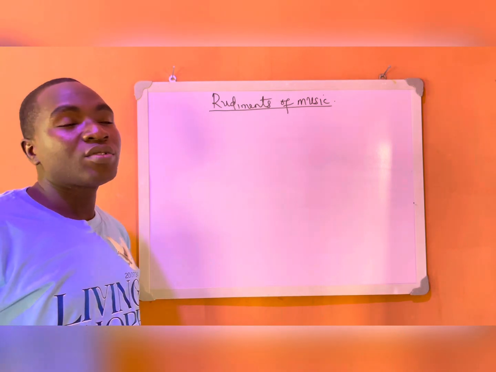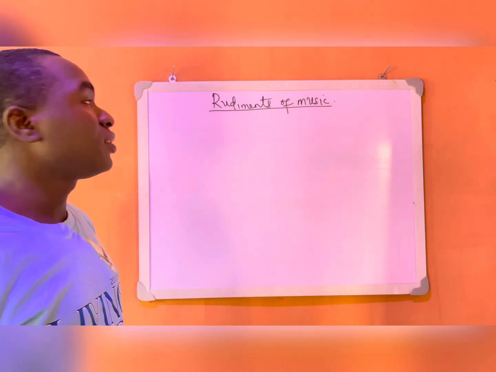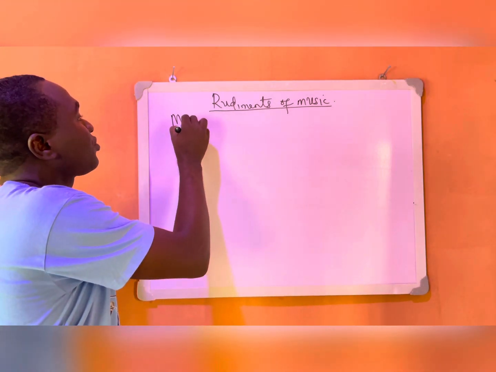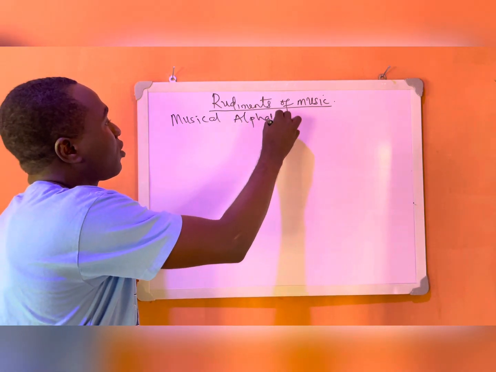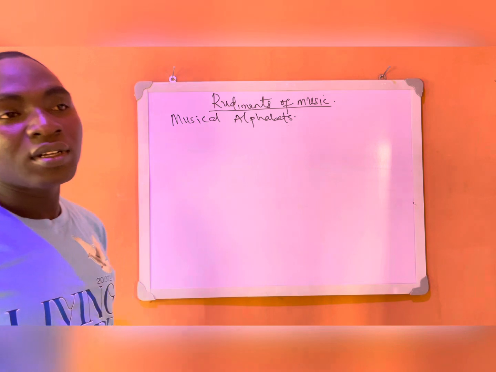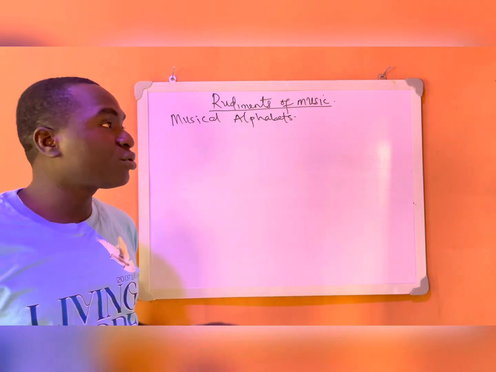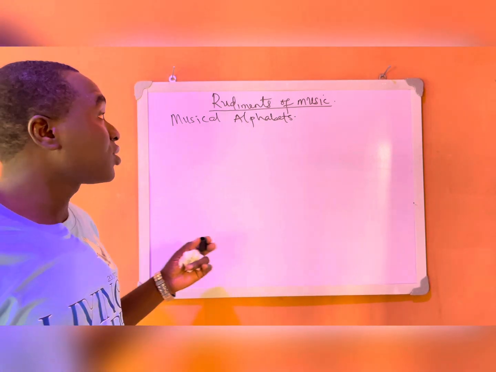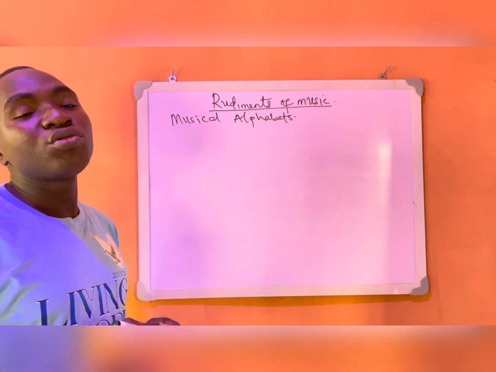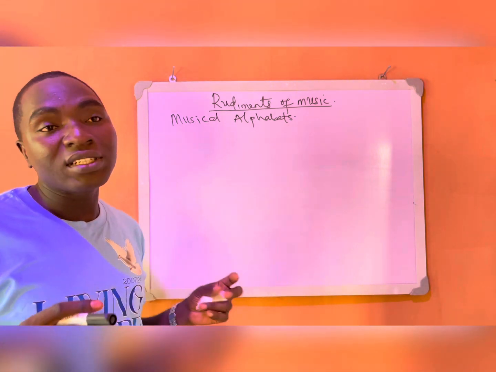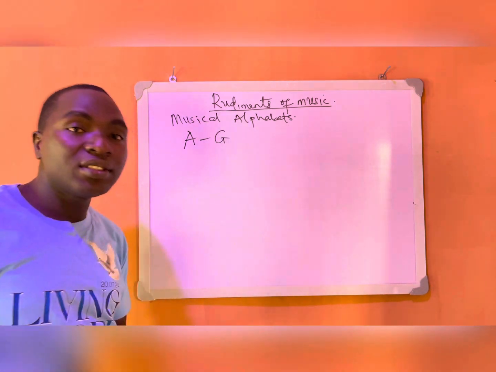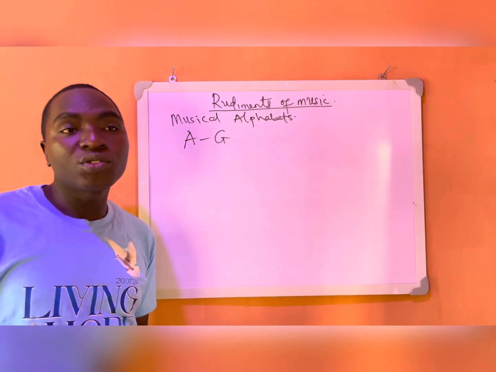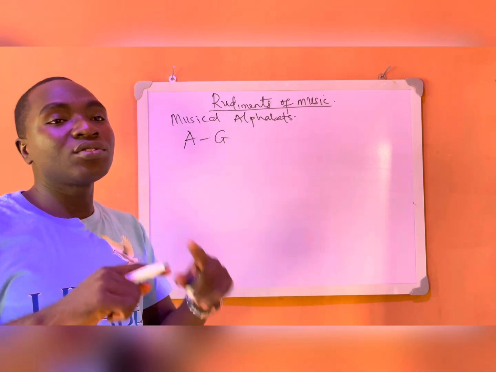Today's video, we're going to be considering the musical alphabet. Whether you're a beginner, a middle learner, or a pro, you'll get something from the lesson. In music, we make use of the first 7 letters of the English alphabet, which are A to G. We have A, B, C, D, E, F, and G.